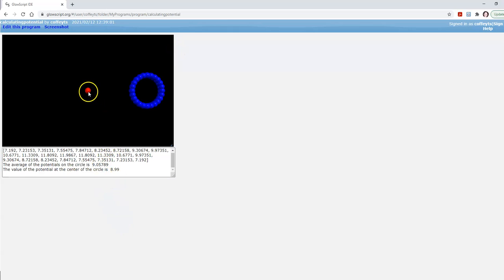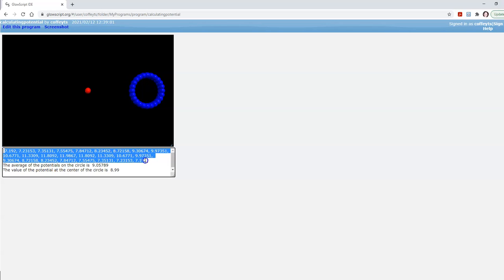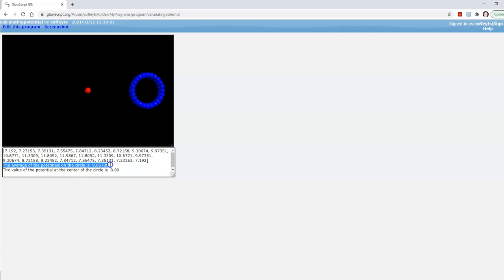Here's my source charge. It's in red. Here's my observation points. They're in blue. So I'm looking here at the potentials at every single one of those observation points. Here's the values of my potential at every single one of those observation points. The average of the potential for all of those observation points is 9 volts. And the value at the center is also 9 volts.